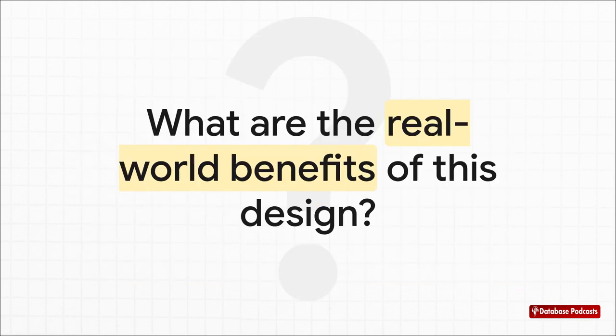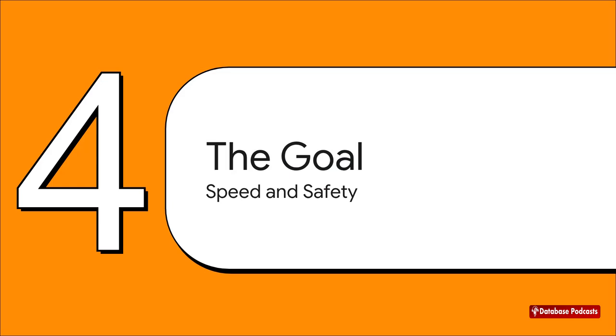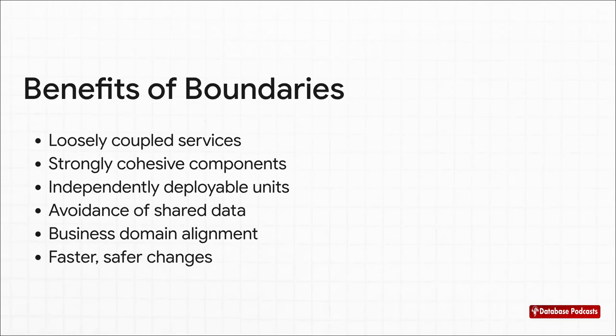Okay, so this whole approach, separating models, focusing on what things do, it feels like the right way to manage all this complexity. But what's the real-world payoff? Why should teams go through the effort to work this way? The payoff is absolutely huge, and it all boils down to two things that we often think are opposites: speed and safety.